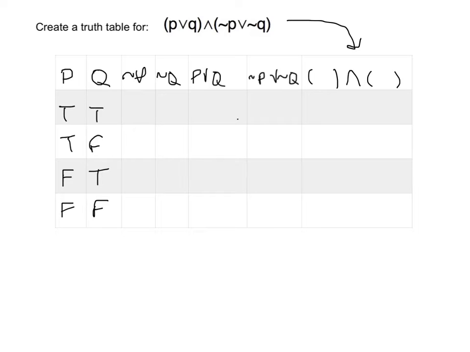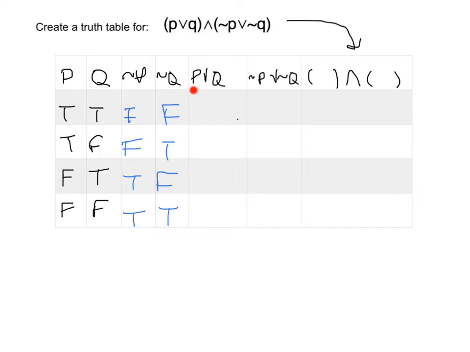So let's get started. Not P and not Q are very easy to fill in. They're just the inverses of what P and Q are. So not P looks like false, false, true, true. And not Q looks like false, true, false, true. Now remember, not every truth table is going to need not P and not Q. This particular one does. Okay, so let's move to the column P or Q.